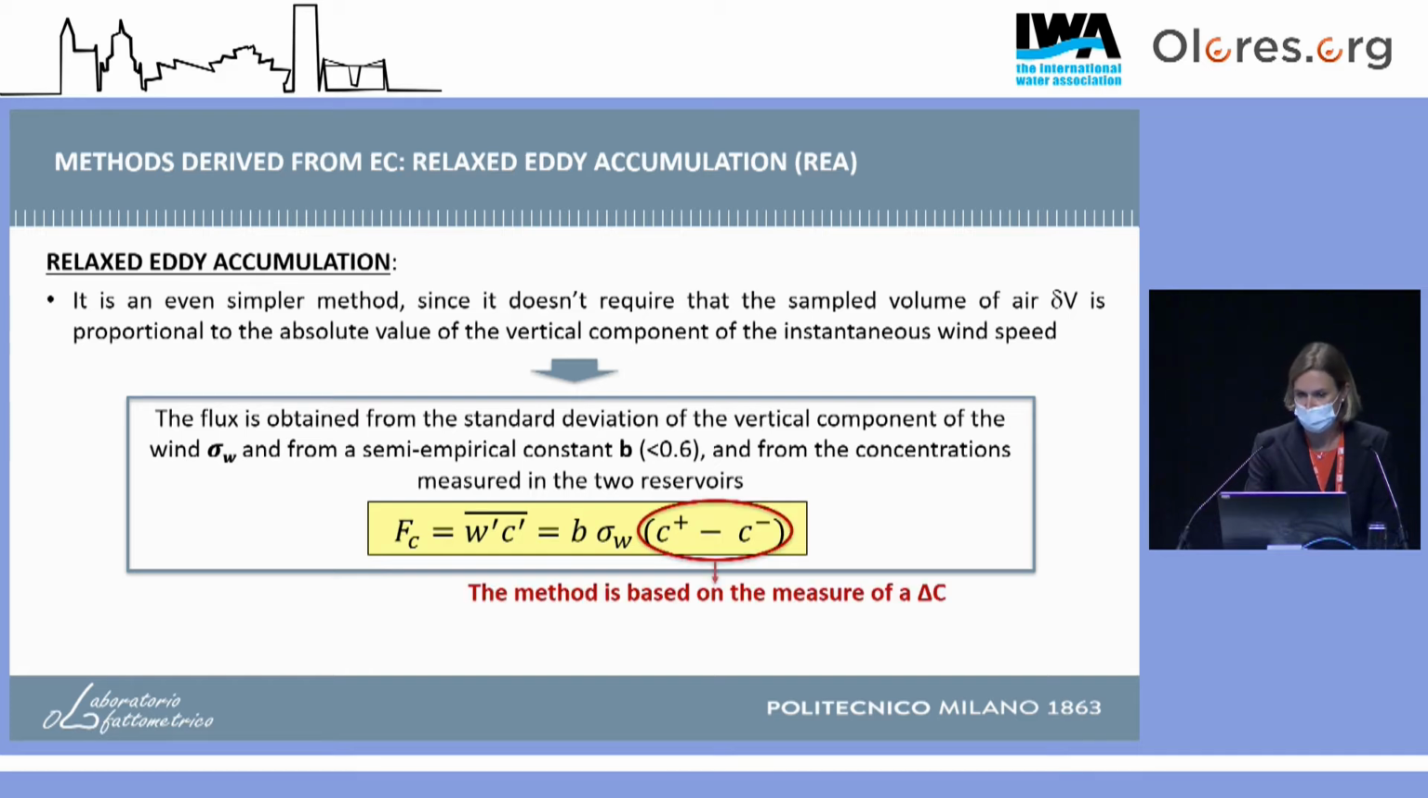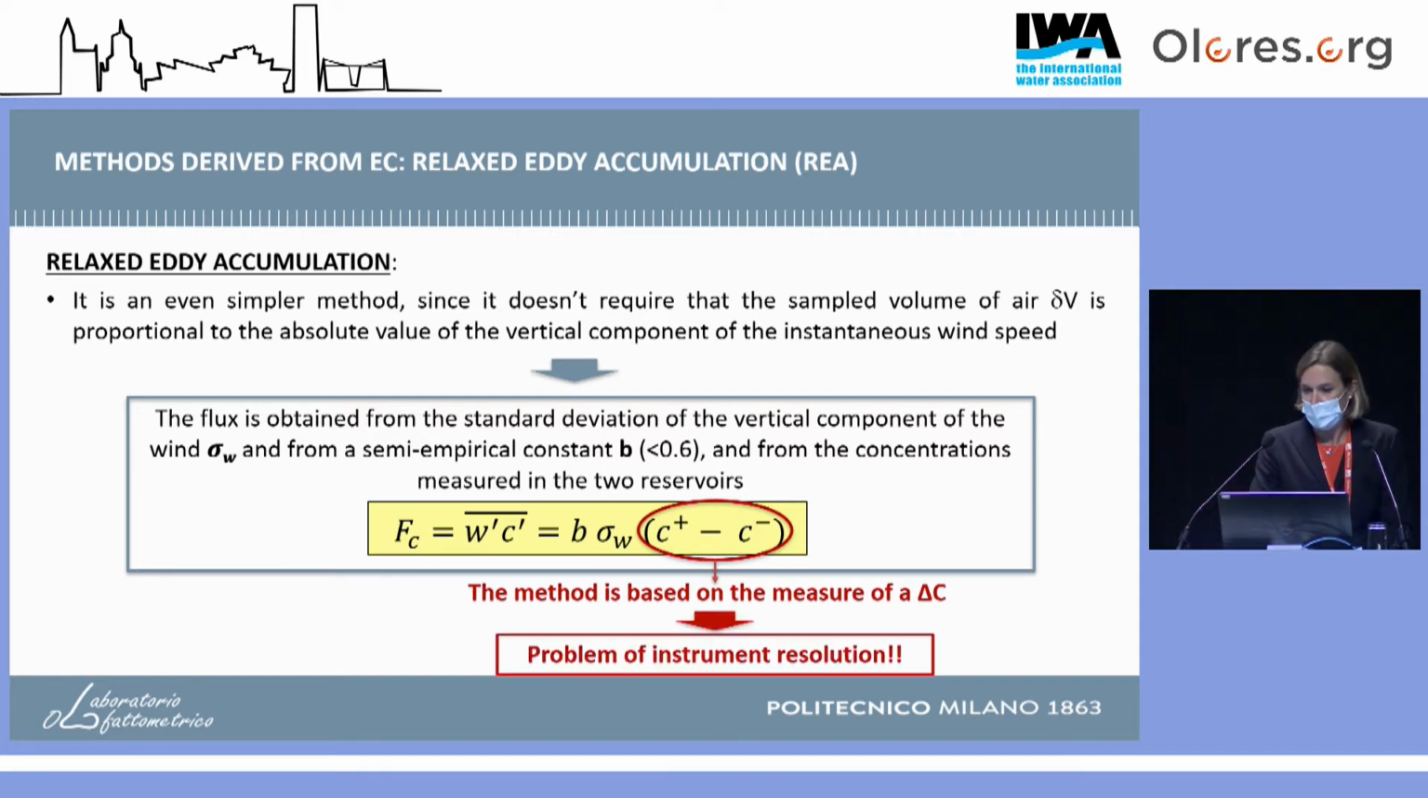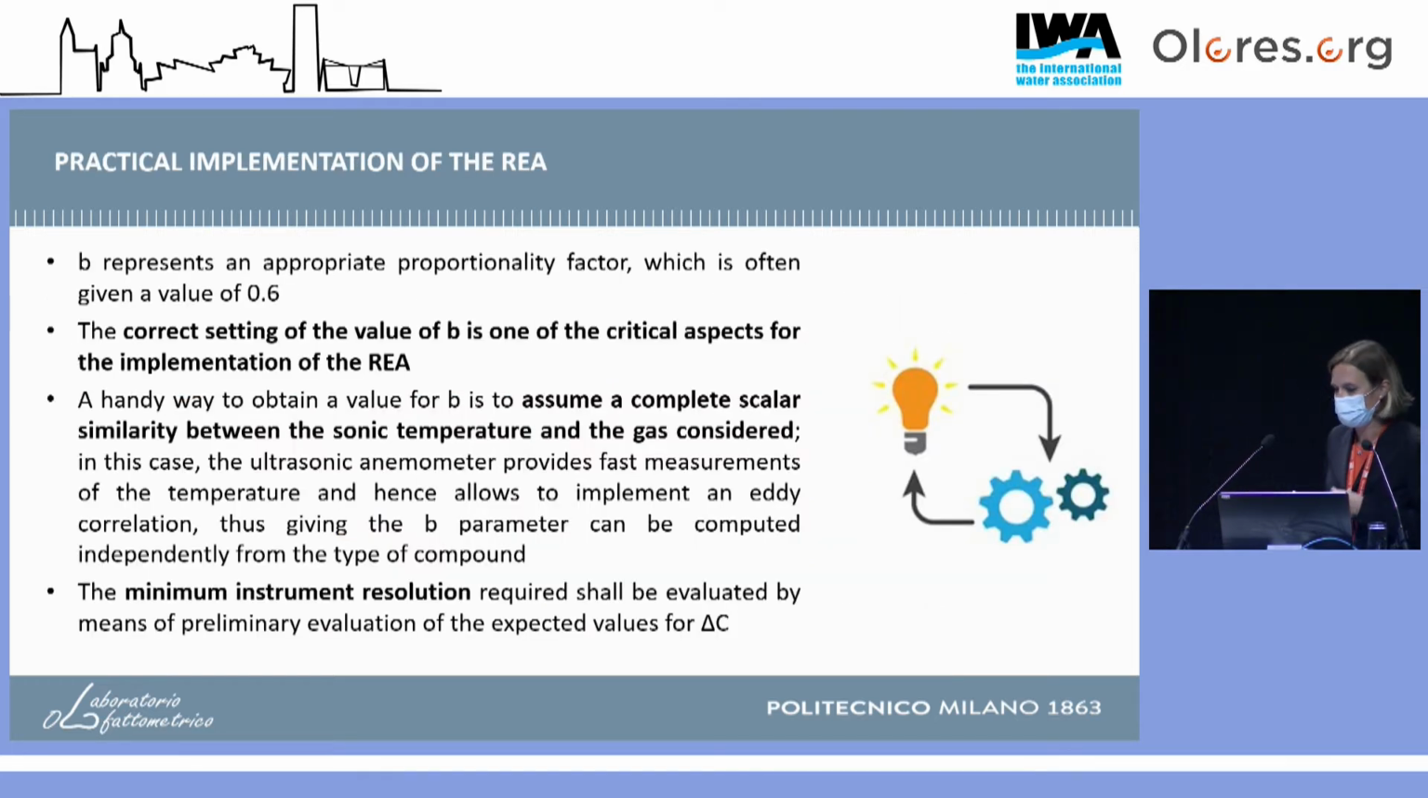But also in this case, we can see that the method is, in the end, based on the measure of a difference in concentration in two sampling reservoirs. So it's all a problem of measuring delta C. So in the end, it's a problem of instrumental resolution. We don't have much time today. We're very late, so I will not go into the details of the practical implementation of these methods, but if you look also at the paper that I shared, there are different methods to evaluate the correct value of B, to introduce deadbands to improve the measurements. But it is important to evaluate the minimum instrument resolution required for the implementation of this method.